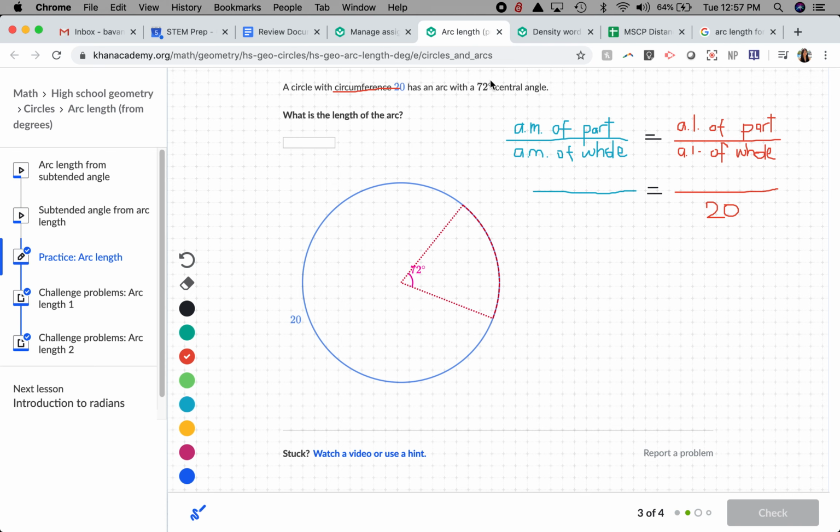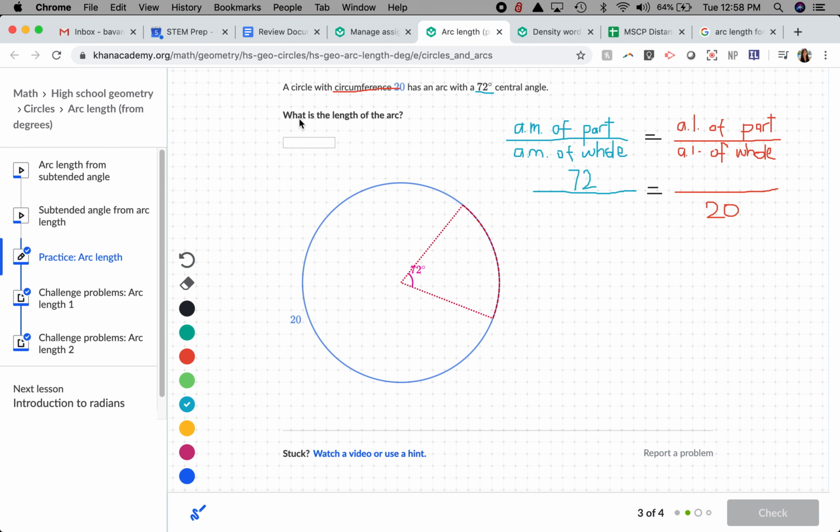The next thing we are given is 72 degrees. So you should know that that is angle measure, because that is how you measure angles, in degrees. So you've got 72 degrees as your central angle right here. That is the measurement of the part of the circle. It's not the whole circle, it's just the part of the circle. So I'm going to put that in my numerator.